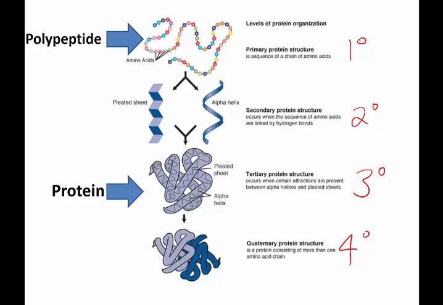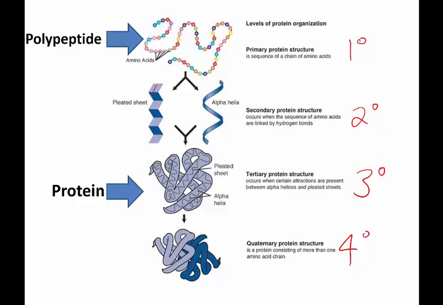So 1 with the circle next to it means primary, 2 with the circle means secondary, 3 with the circle means tertiary, 4 with the circle means quaternary. At the primary level, again, it's just a sequence of amino acids. Here we just have a bunch of amino acids linked together, and this is the primary structure of the protein.